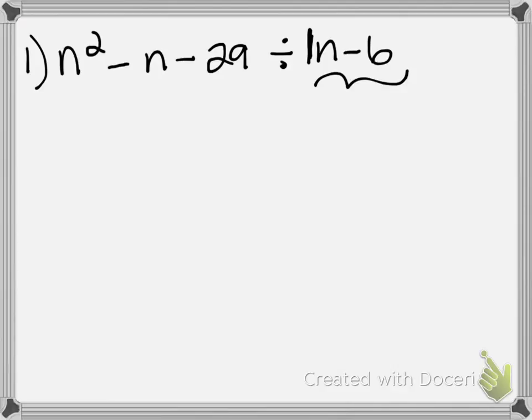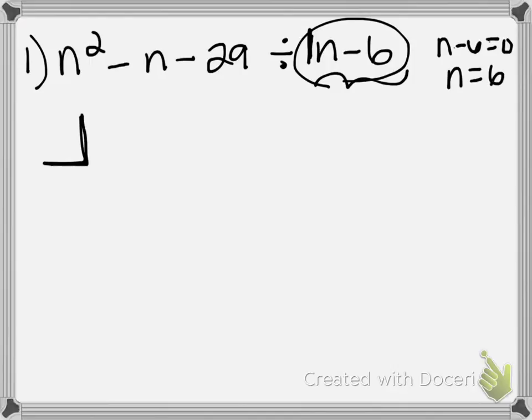So what I do first is I make a little box. The number that goes in that little box, I set the divisor equal to 0 and solve. So n equals 6, so 6 is the number that goes there. The first step is to set your divisor equal to 0 and solve. Whatever number you get, that's the number that goes inside the little box.